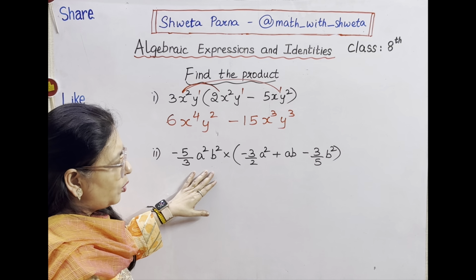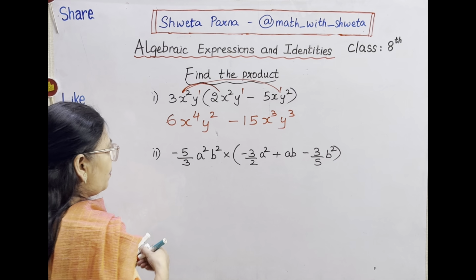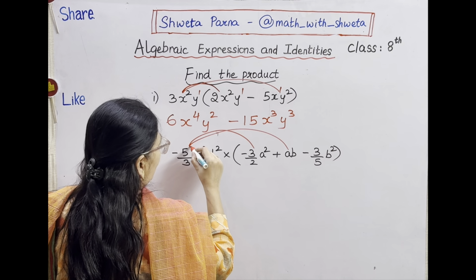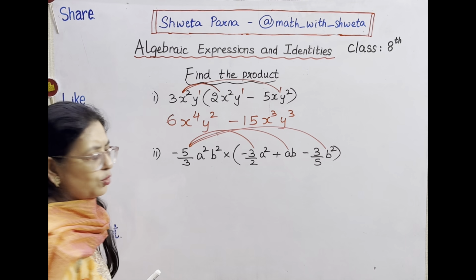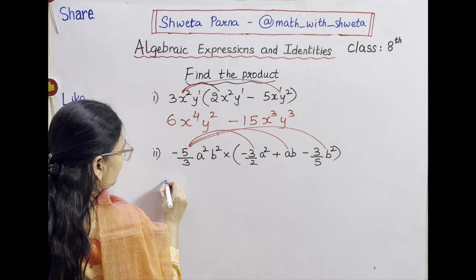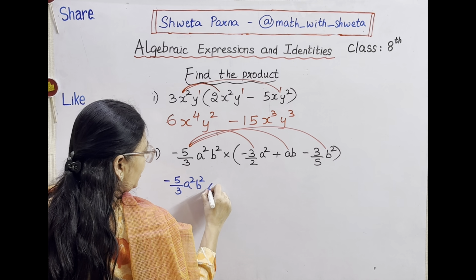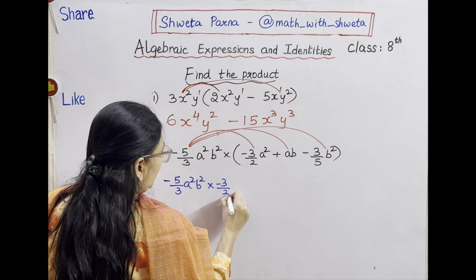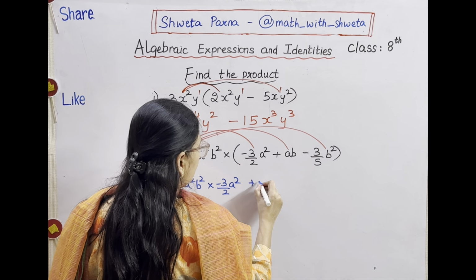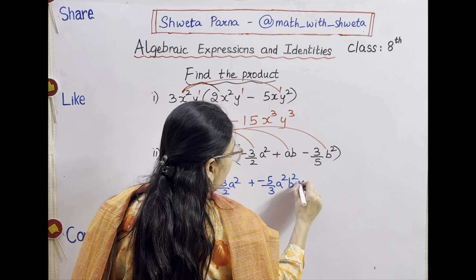Same way, this is a monomial multiplied by a trinomial. So the same rule applies. This into this first, then this into this, and then this into this. It has to be multiplied by each and every term. So first let's multiply minus 5 upon 3 a square b square into minus 3 upon 2 a square. Plus sign, minus 5 upon 3 a square b square into ab.